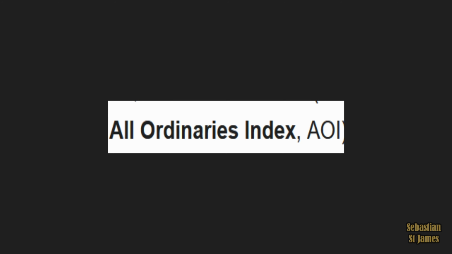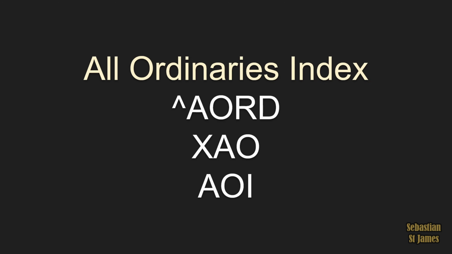Here is the All Ordinaries, which they're giving the symbol AOI, but the All Ordinaries can also be known as caret AORD, XAO, and of course AIO, which I just showed you. So which is it? Well, unfortunately, it's all of these. It depends. The US tends to use different symbols for even Australian indexes. This is the All Ordinaries. We own it, but you go over to the US and no, they're not even using the right symbol.